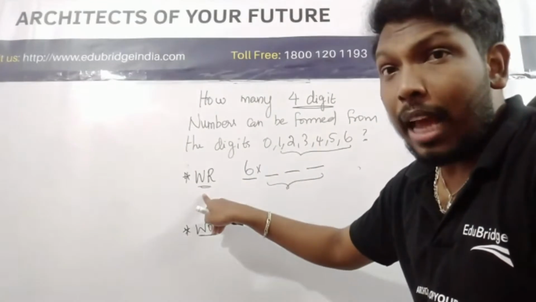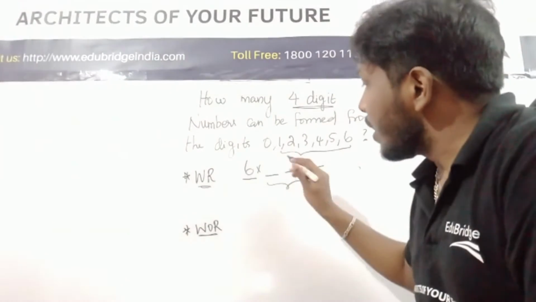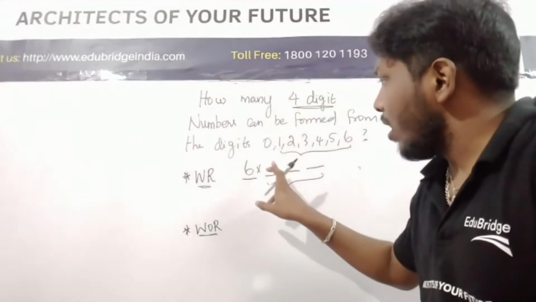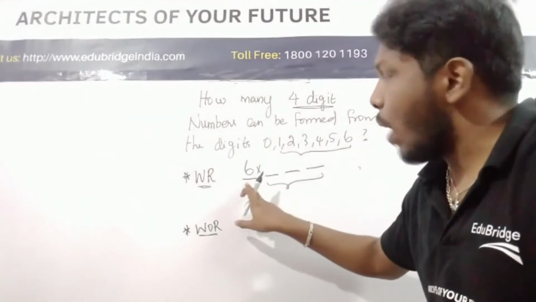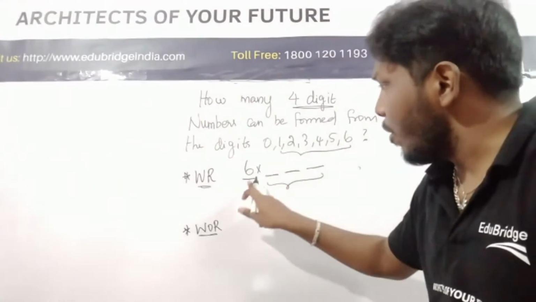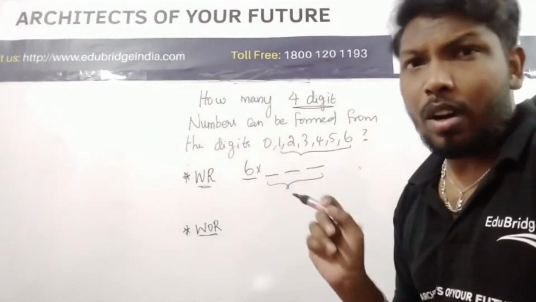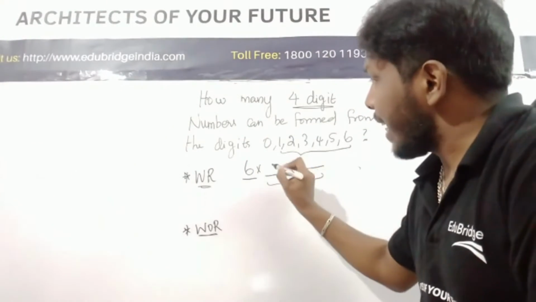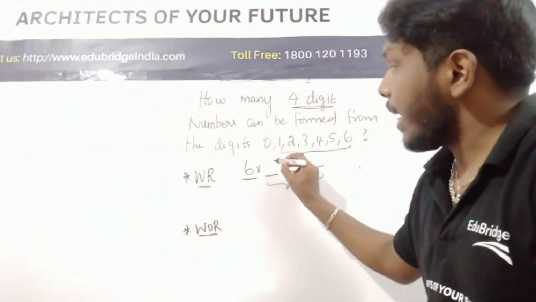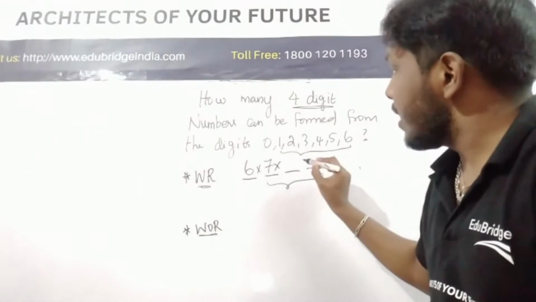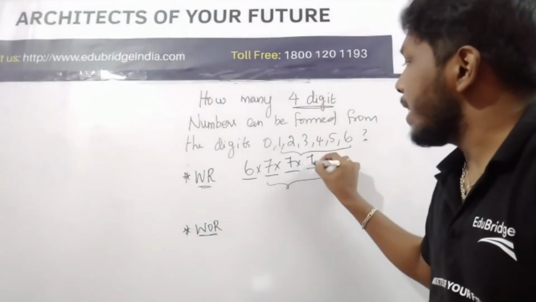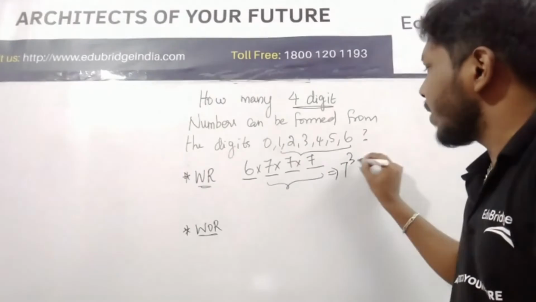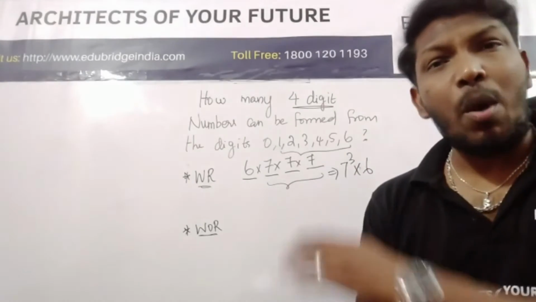And you all know that this is a with repetition type. So in the second place, I can put the same number. For example, if I put 1 here, I can put 1 also. If I put 4 here, I can put 4 also in the second place. So that's not a problem over here. So in the second place, how many numbers can I place? I can place 7. In the third place, I can place 7. In the fourth place, I can place 7. So which means 7 cube into 6.